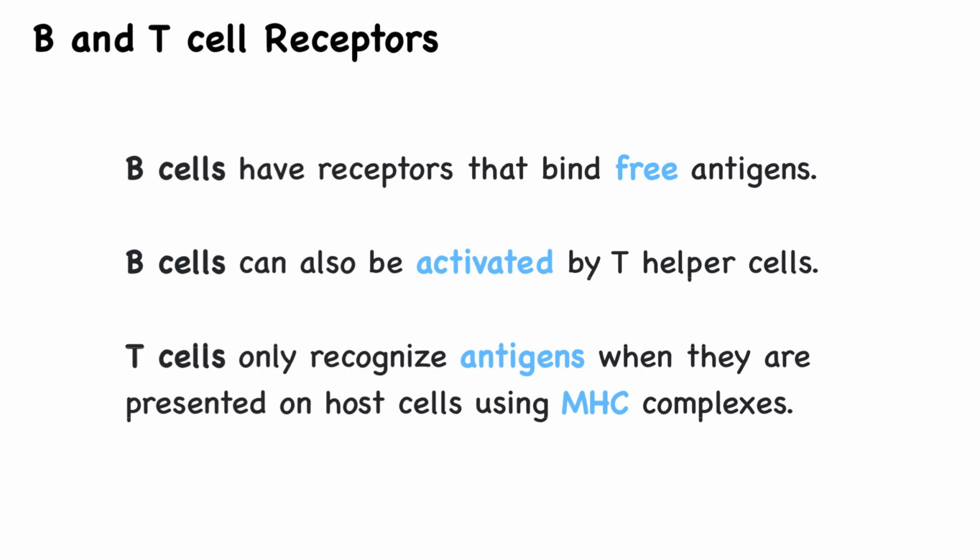Let's talk a bit about B and T cell receptors. B cells have receptors that bind free antigens. B cells can also be activated by helper T cells, while T cells only recognize antigens when they are presented on host cells using MHC complexes.